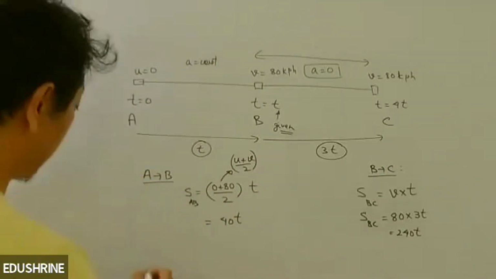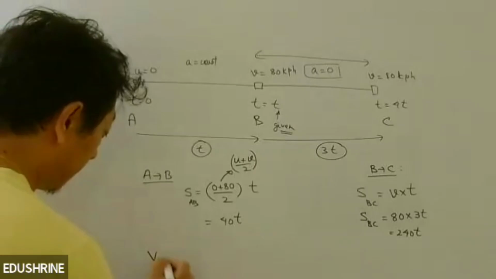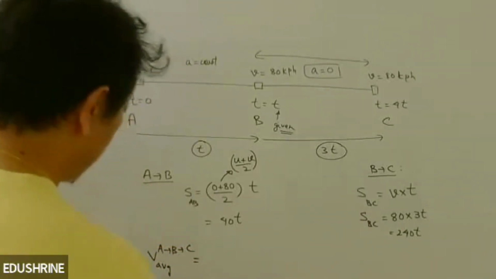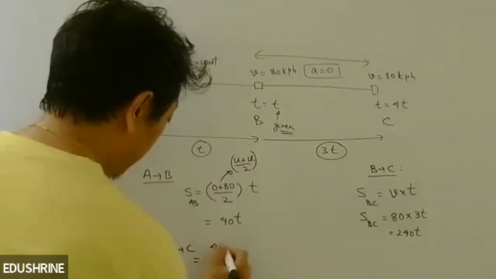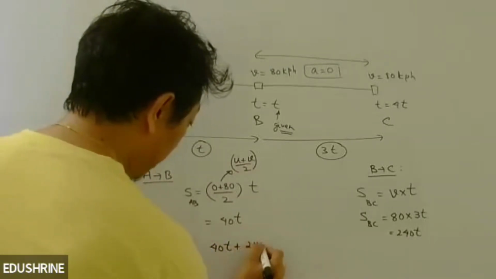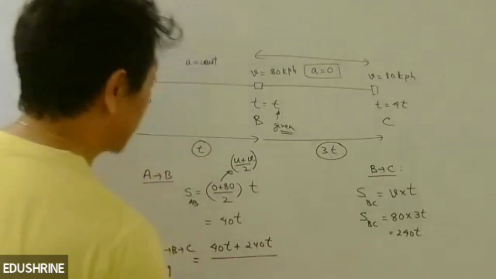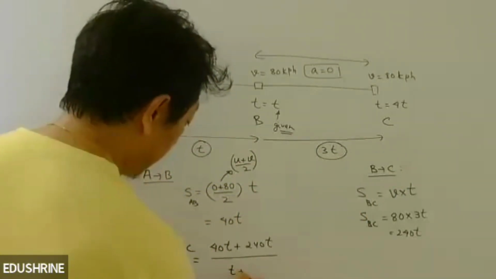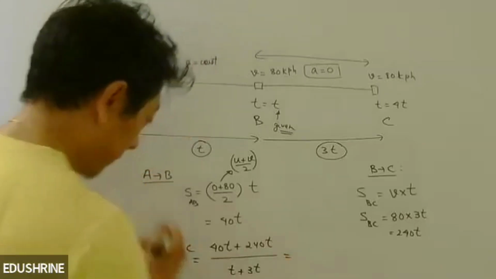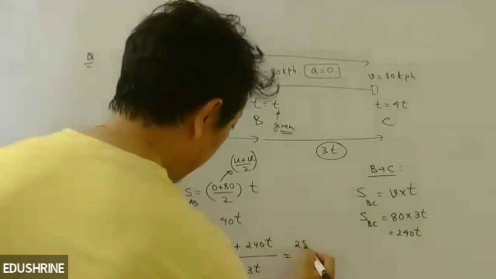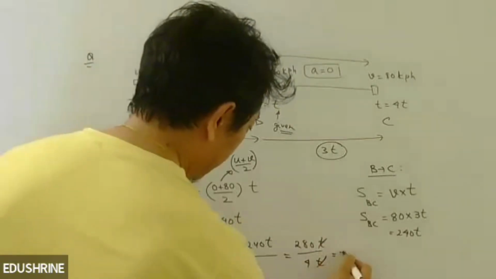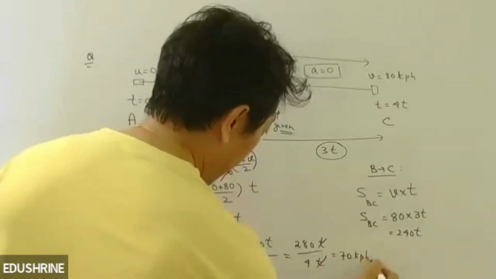That's it now. So average velocity for the whole journey, whole journey meaning A, B to C, will be total displacement 40T plus 240T. Total time taken is from here to here, total time taken is T plus 3T. This is 280T. This is 4T. 70 kilometer per hour.